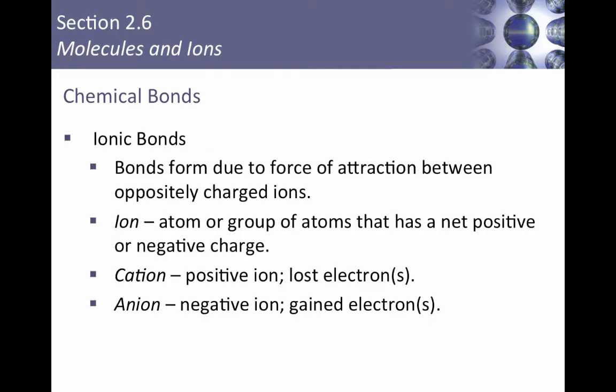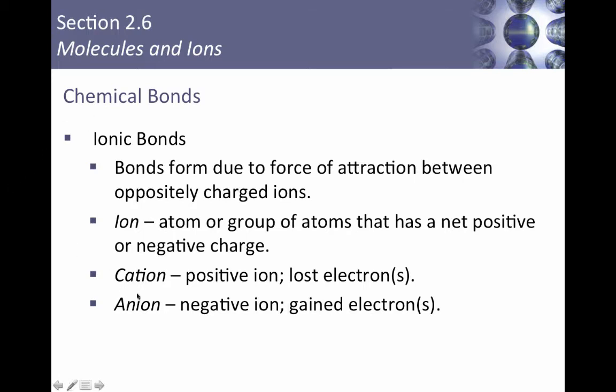All right, so speaking of ionic compounds, when you have an ionic bond, it's a bond due to the force of attraction between oppositely charged ions. So what's an ion? It's an atom or group of atoms that has a net positive or negative charge. So how did that happen? That means that it must have lost or gained some electrons.